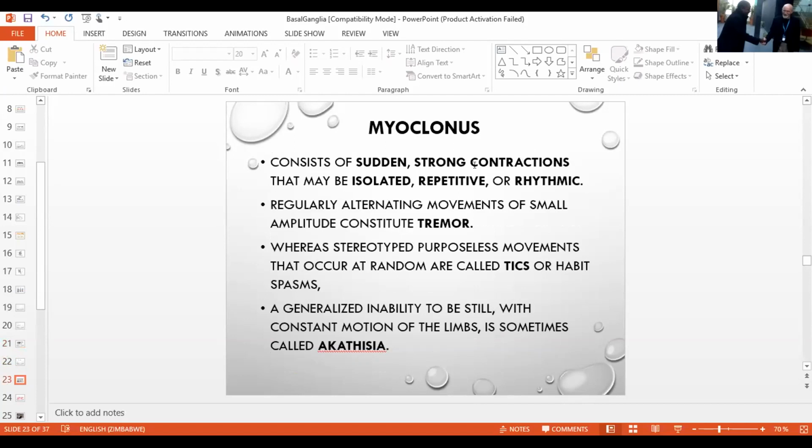Then myoclonus, these consist of sudden, repetitive, isolated, strong contractions. Rhythmic and regularly alternating movements of small amplitude constitute tremor. And when they are stereotyped, purposeless movements that occur at random, then they are called tics. A generalized inability to be still, with constant motion of limbs, is sometimes called akathisia.